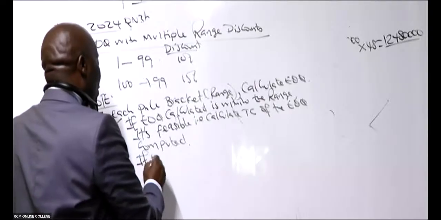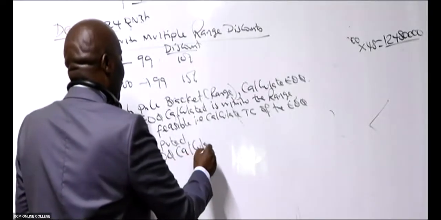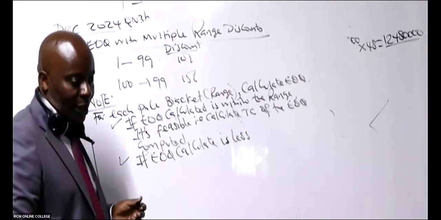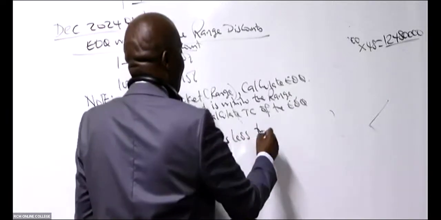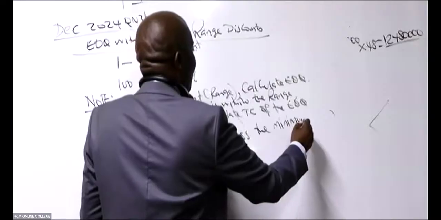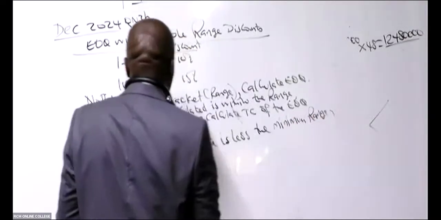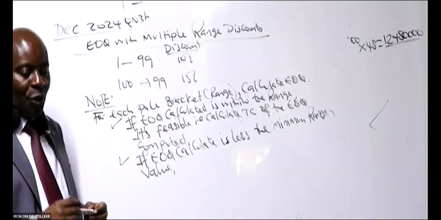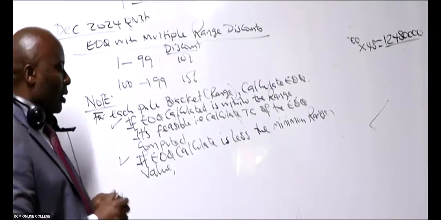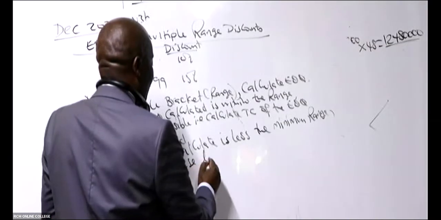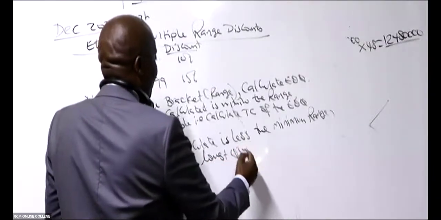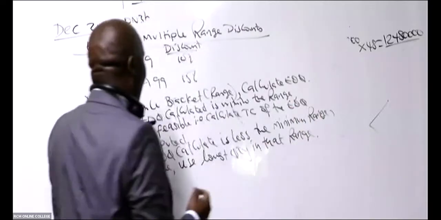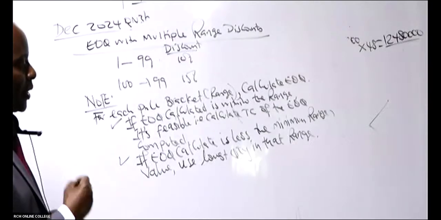Number two. If EOQ calculated is less than the minimum range value, use the lowest quantity in that range. Full stop there. If EOQ calculated is less than.